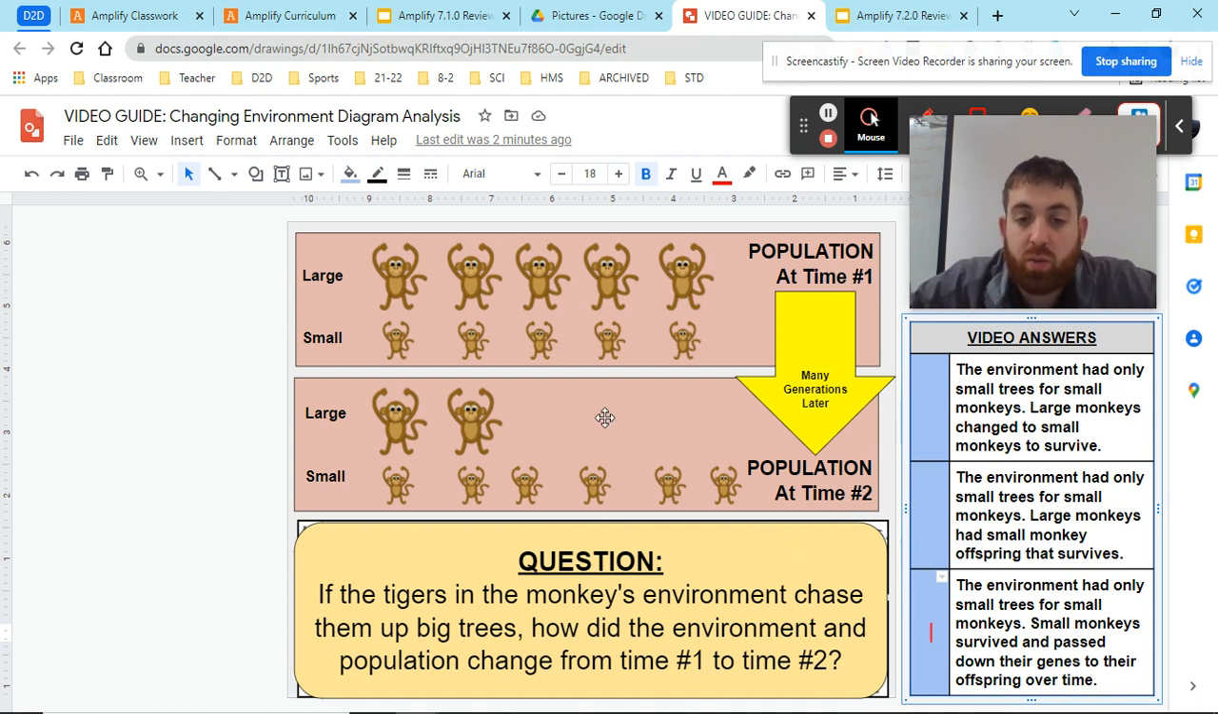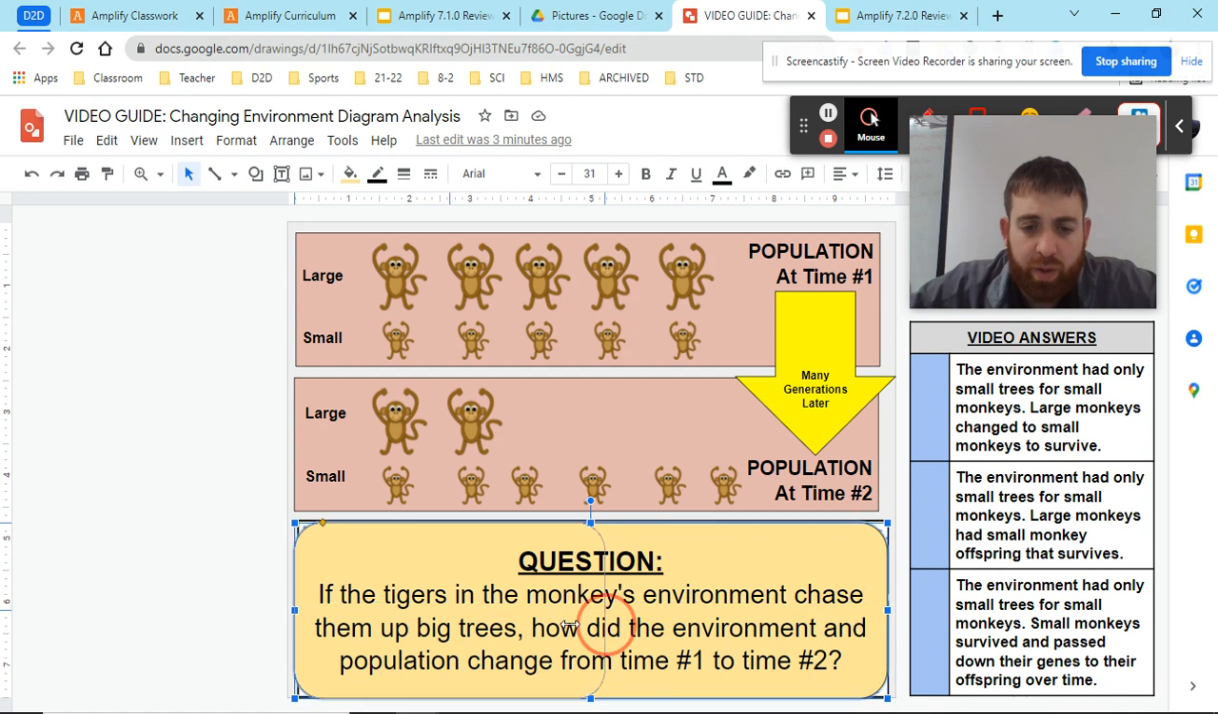When we're looking at these two, hopefully we're able to identify that the adaptive trait that shows up in population two would be these small monkeys. We have very few large monkeys. So we've got to take a look at the question and think about what's going on in the environment. If tigers are chasing the monkeys up large trees and the large monkeys are going away and all we have is small monkeys, then we've got to think about what that relationship is between the environment and the population. Well, the environment only has small trees that only the small monkeys can climb. The large monkeys can't climb them.